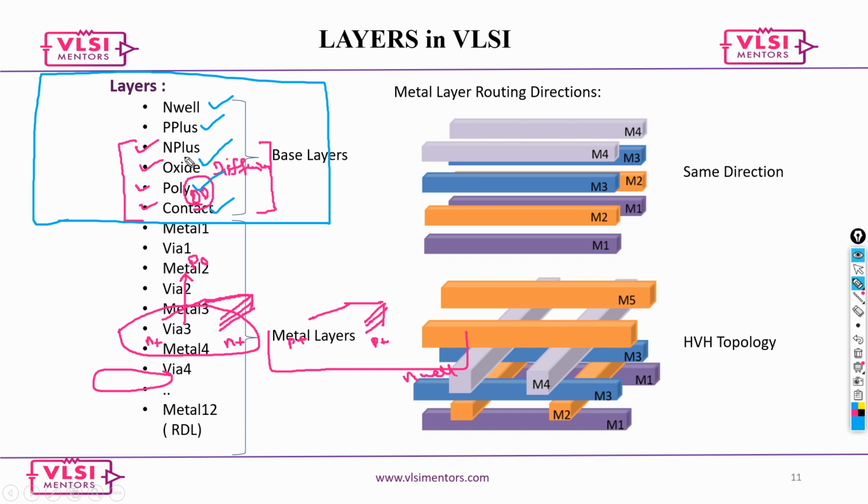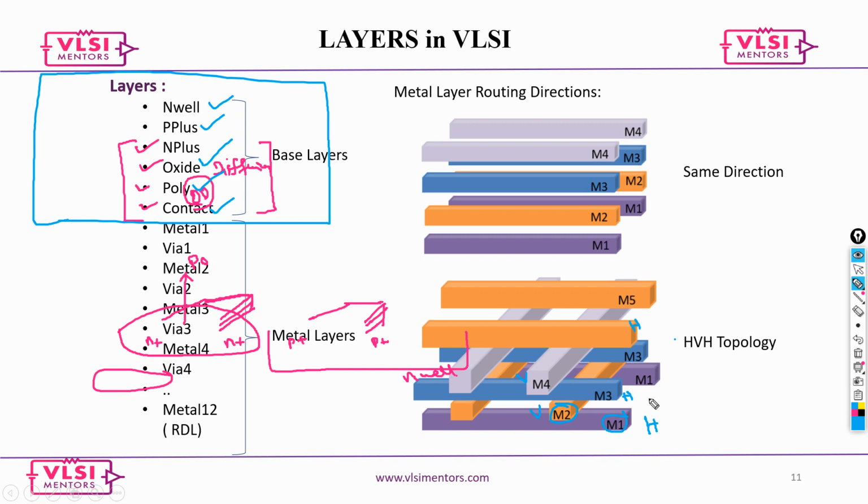There are certain rules that you need to follow which are based on the technology. Now when it comes to metals, they always follow alternate routing direction. Say M1 is horizontal, for example, M2 is vertical, M3 is horizontal and M4 is vertical, M5 is horizontal. So alternate layers are what we use.